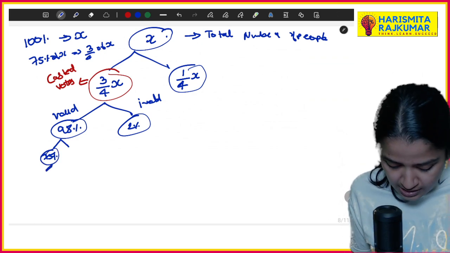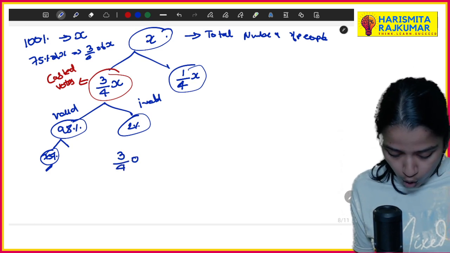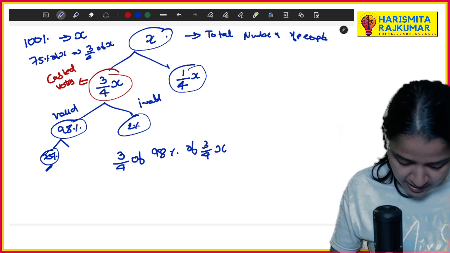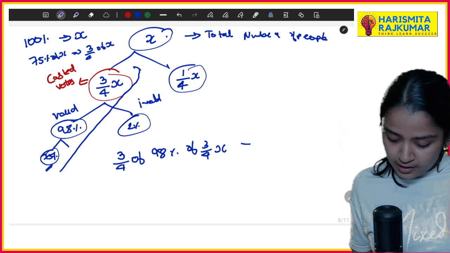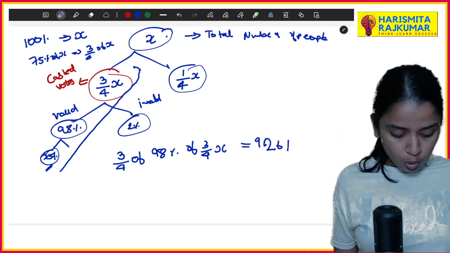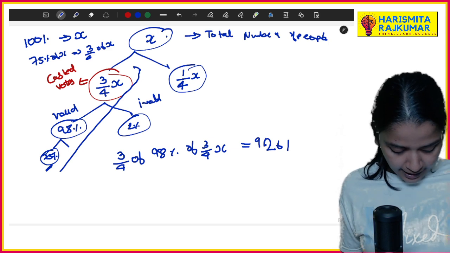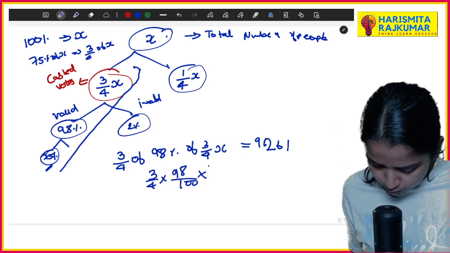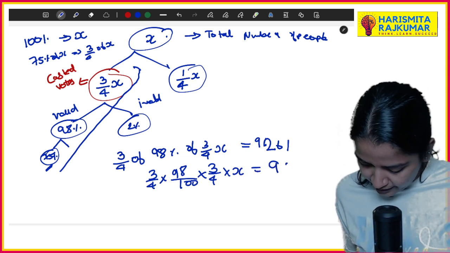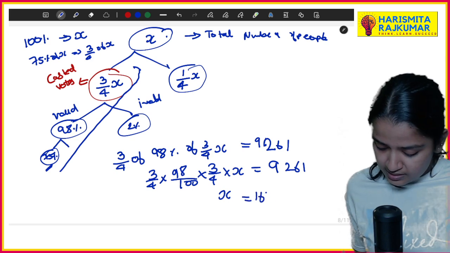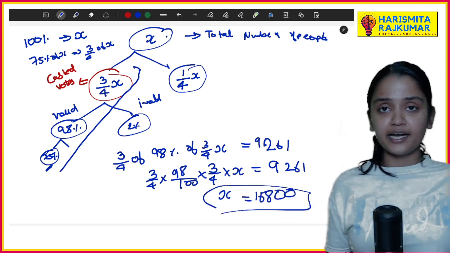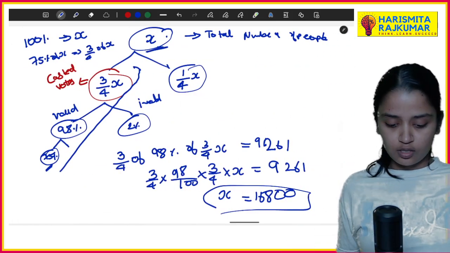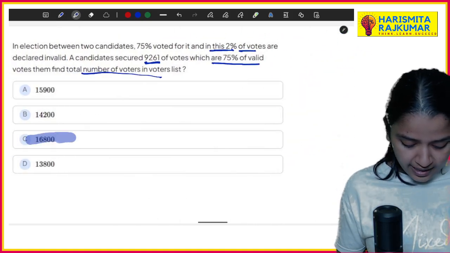So basically, 75% is 3 by 4 of 98% of 3 by 4 of X. Basically this line, that you are getting 9261. So when you calculate everything, 3 by 4 into 98 by 100 into 3 by 4 into X gives you 9261. So your X will be 16,800. When you calculate, you will get the X. They ask to find the total number of votes in the voter list. So this X is your total number of votes in the voter list, which is 16,800. That is your answer.